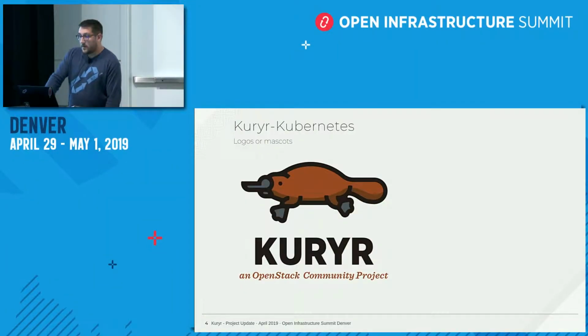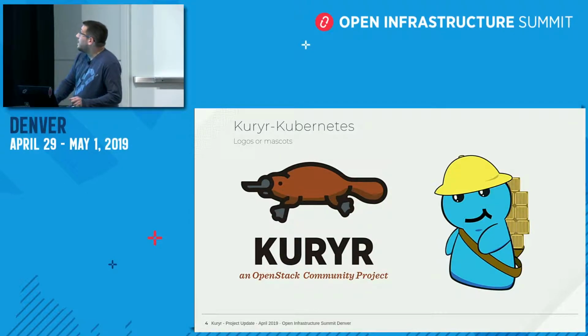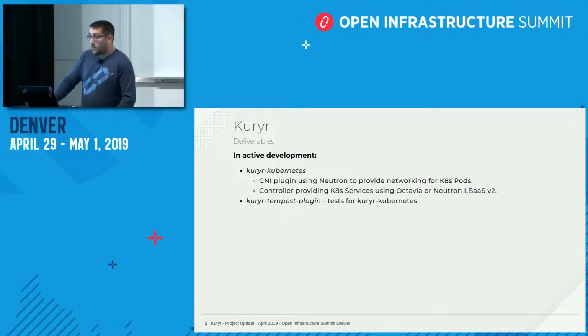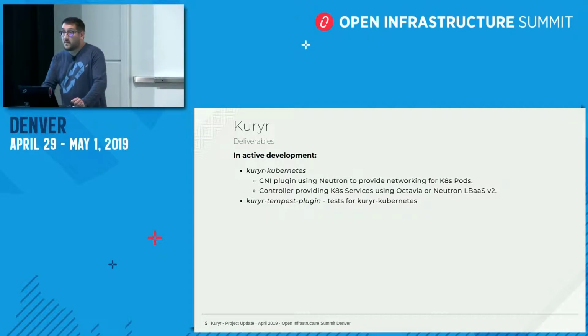Okay, so what's Kuryr? This is our nice mascot, which is a platypus. Prior to that, we used to have this guy. Well, this was something that the previous PTL, Tony, did. It's just a Kuryr because Kuryr stands for courier, actually, in Czech, because he was living there. And basically, we exchanged messages in between Kubernetes and OpenStack. So we have quite a few projects. We have mainly 2 in active development.